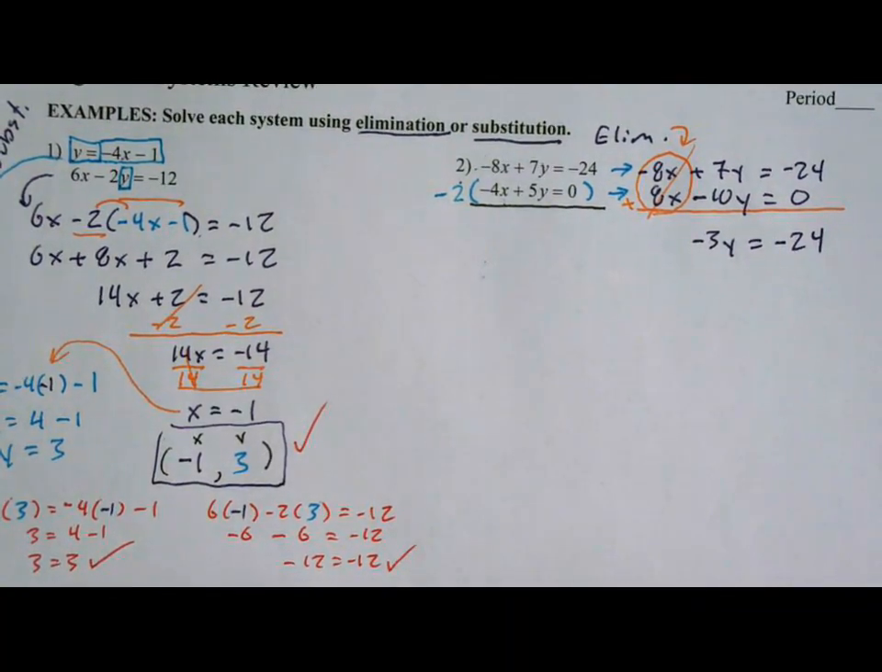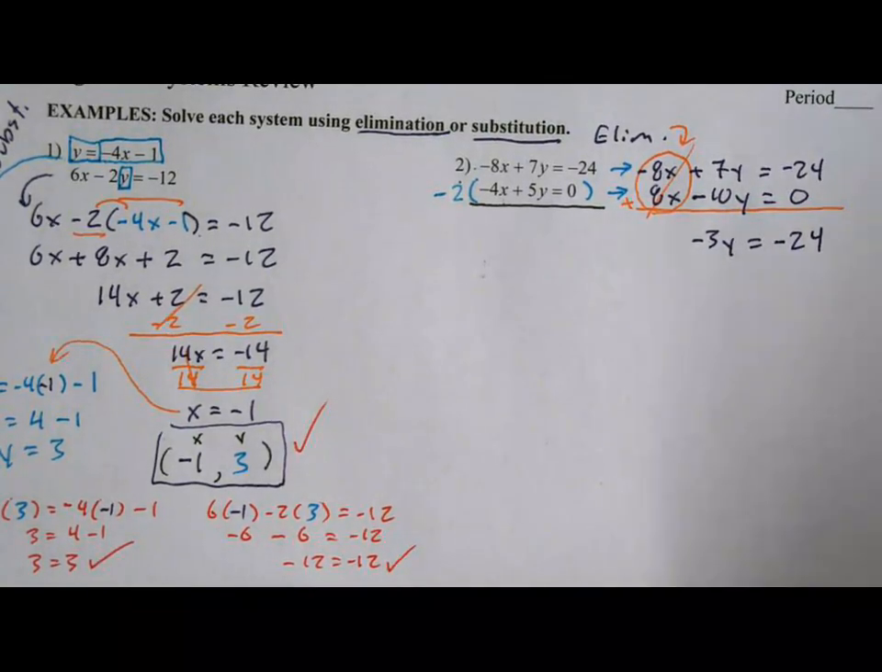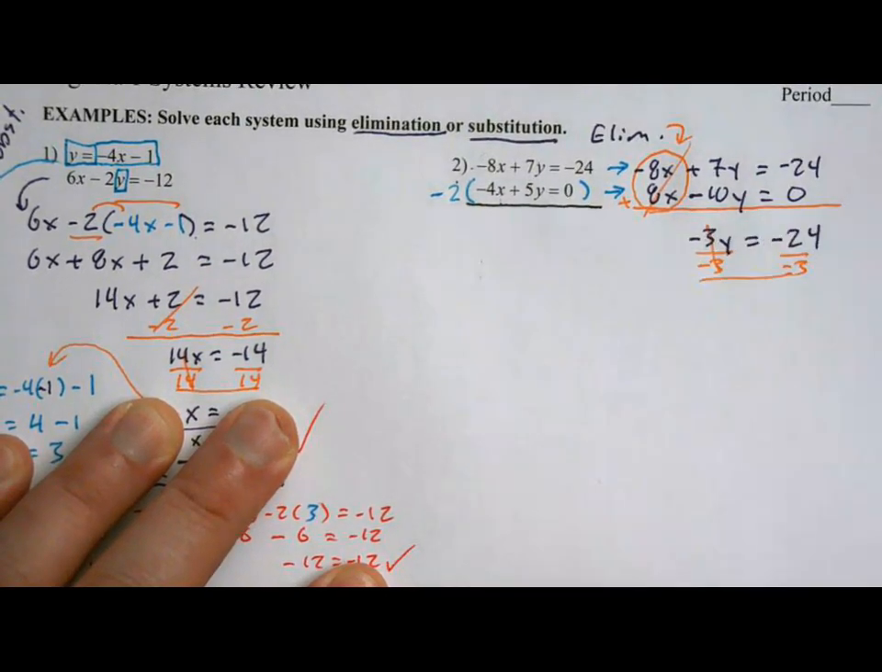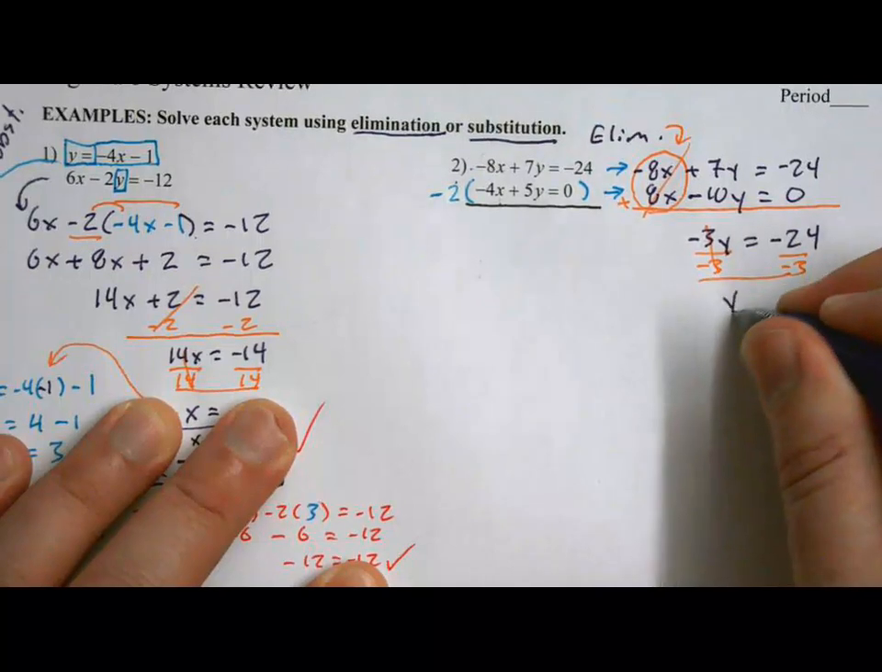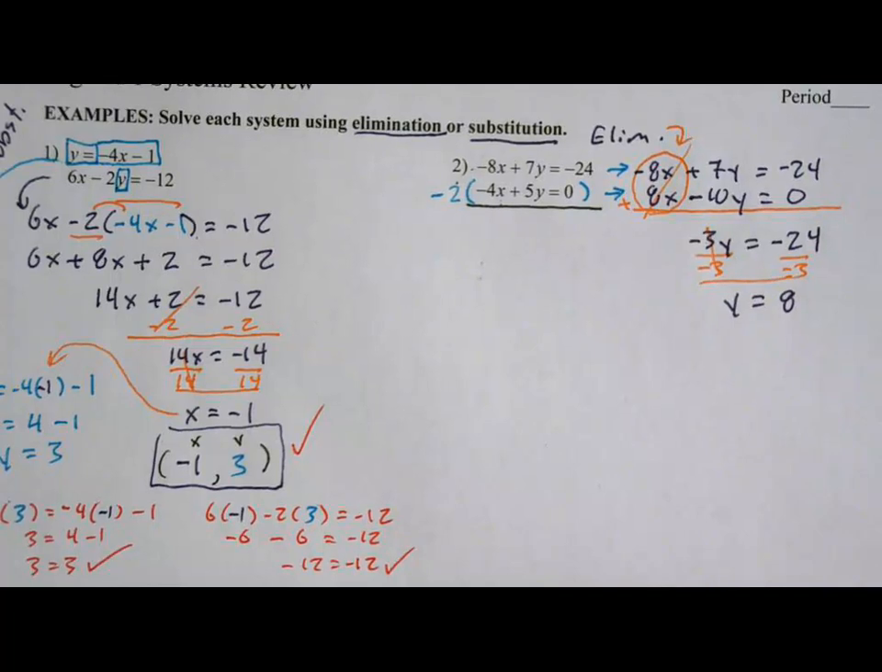And that leaves us with a nice simple little equation that only has y. We can now quickly solve that for y. So let's divide on both sides by negative 3. That'll cancel, leaving us with y equals 8. All right, that's only half of our solution though. We need an x value as well.